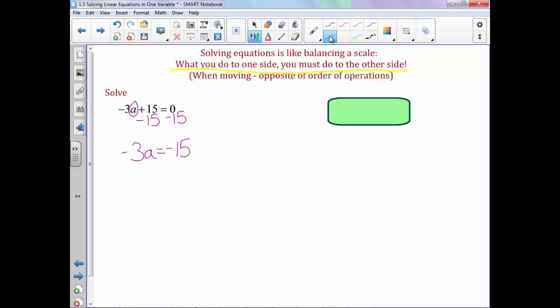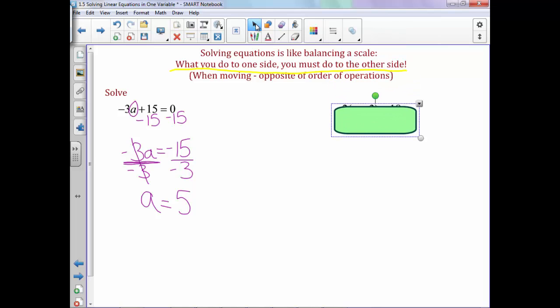Now between this negative 3 and a, we've got multiplication. Opposite of multiplication is division. So we'll divide by negative 3. On this side, negative 3 divided by negative 3 is positive 1. Negative 15 divided by negative 3 is positive 5. So a equals 5.